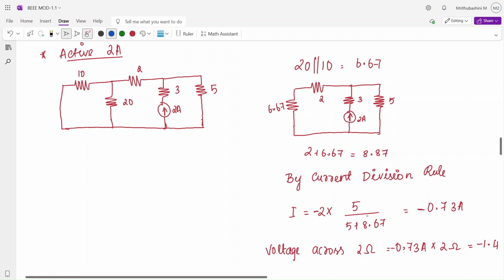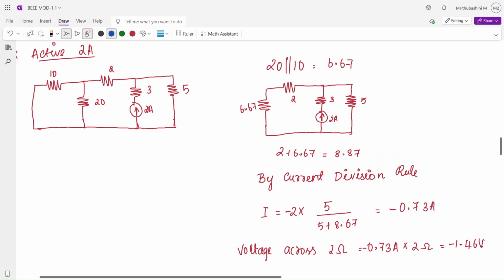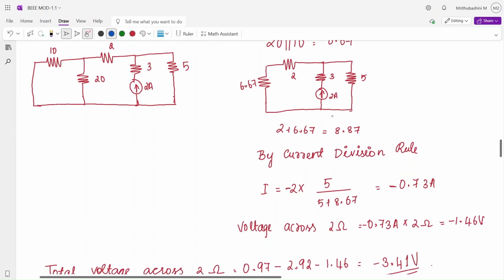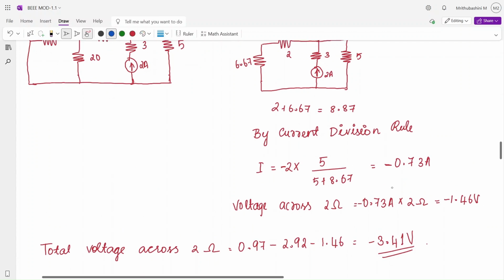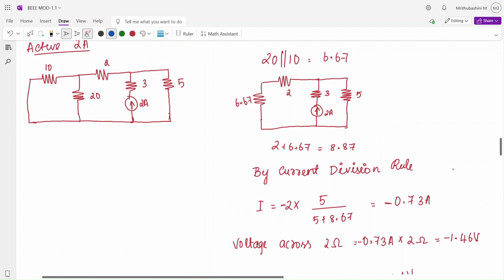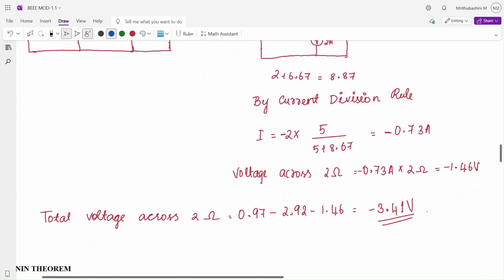All right, so this will be minus 0.73. Now they're asking you to find the voltage only. So the voltage across the 2 ohm will be current into R, so I into R. So I, we found as minus 0.73, into R is 2. Obviously we have to find the voltage across the 2 ohm only, so it's minus 1.46. If you add these three, you'll get the final voltage across the 2 ohm resistor.